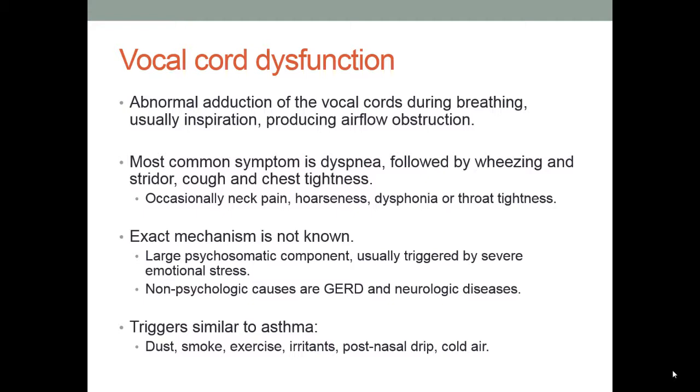Another common asthma mimicker is vocal cord dysfunction. I just saw this for the first time in the ICU like last week, but it describes an abnormal adduction of the vocal cords during breathing, usually inspiration, producing an airflow obstruction. Most common symptom is shortness of breath. You can also see some wheezing, some stridor, cough, and chest tightness. You can see why it would be thought to be asthma. Occasionally they can have some neck pain, hoarseness, dysphonia, some throat tightness that can clue you in that this is something going on in the upper airway rather than in the lungs.